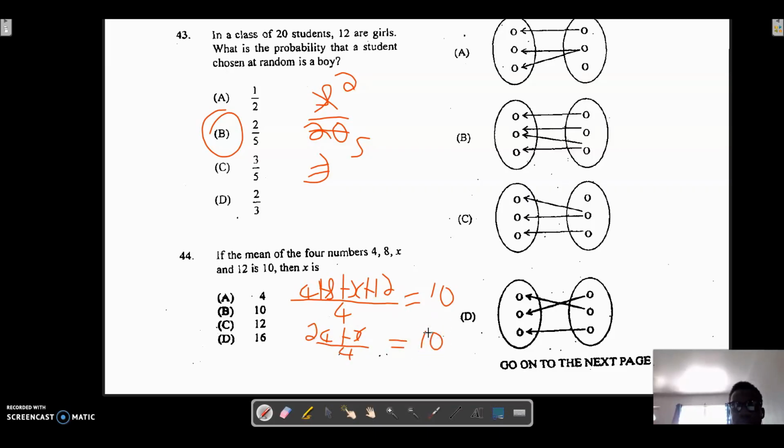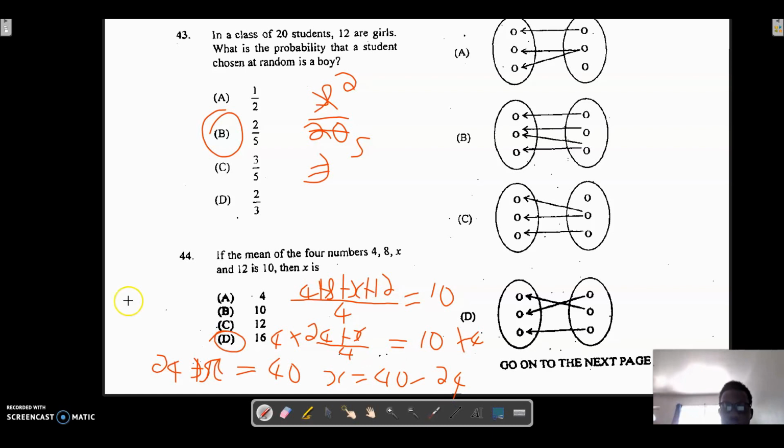Alright, we have to work this out algebraically. So we multiply both sides by 4. So we have 24 plus x is equal to 40. We move the 24, so x is equal to 40 minus 24. So x would be 16, which makes it option D. There are other ways we could have done it.